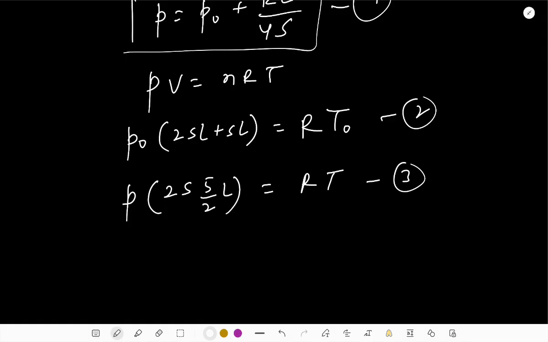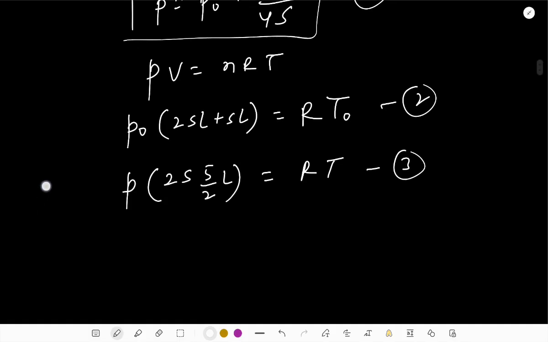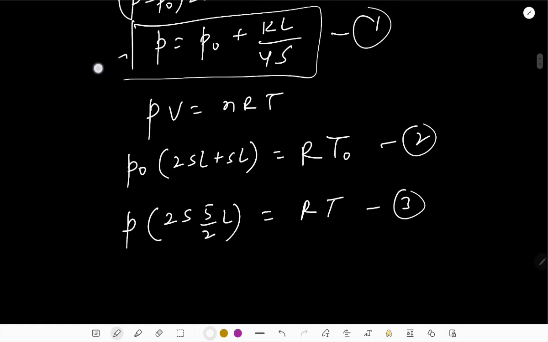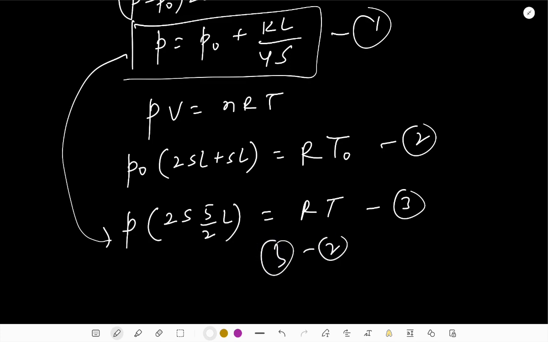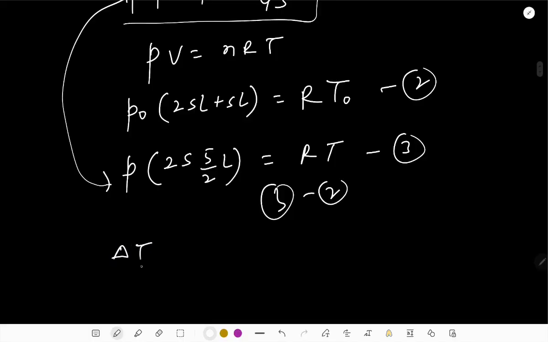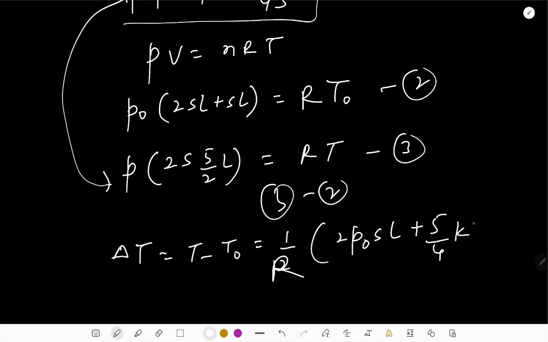This is also a difficult task, but somehow we have got the result. So P can be substituted from here to here. You can write the value of P, and you can simply subtract equation 3 minus 2 and get your delta T. So I can write the answer directly: delta T is equal to T minus T naught, and you will check your result will come out something like 1 upon R, 2 P naught SL plus 5 by 4 KL square.